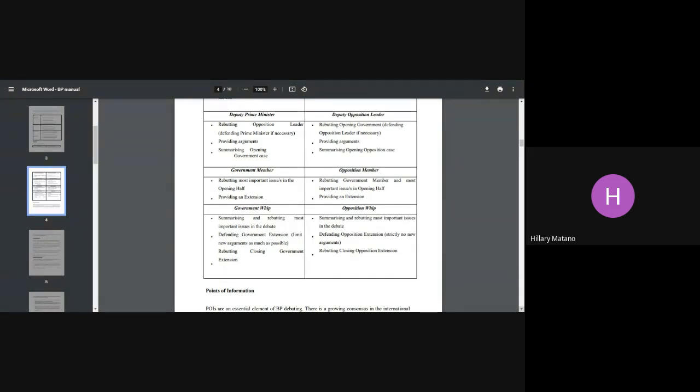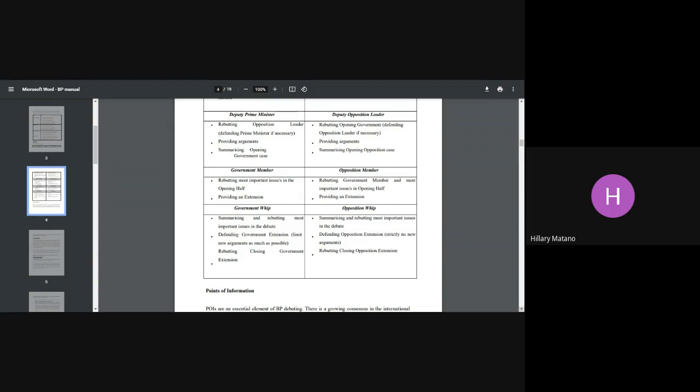Rebutting the opposition leader, which I've talked about, then providing new arguments. And since this is the last speaker on the opening half, maybe I'll bring that back once I'm done with the roles. Once he's done, then the Deputy Opposition Leader comes in.